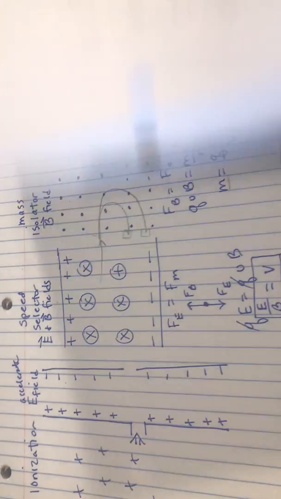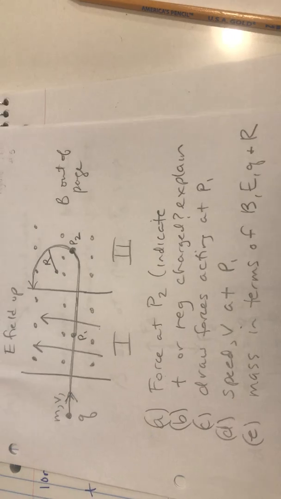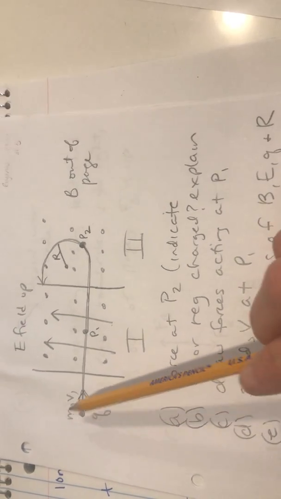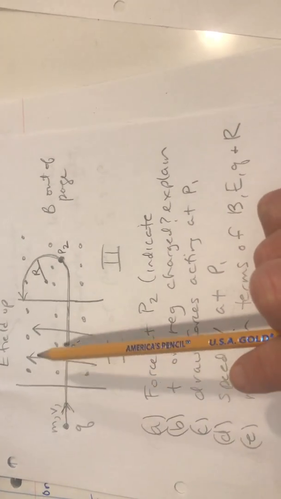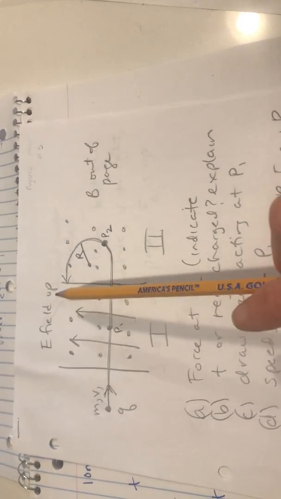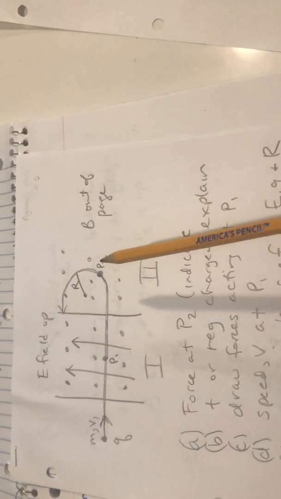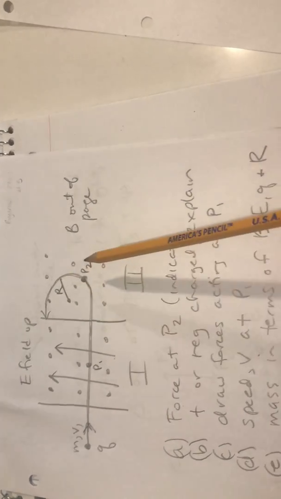This is 1976 E3. This is a version, so this doesn't have 4 regions. So this has a particle that has a mass of m, a velocity of v, a charge of q, going into region 1, has an E field pointing up and a magnetic field out of the page. And then it goes into region 2 that has a magnetic field out of the page but no electric field.